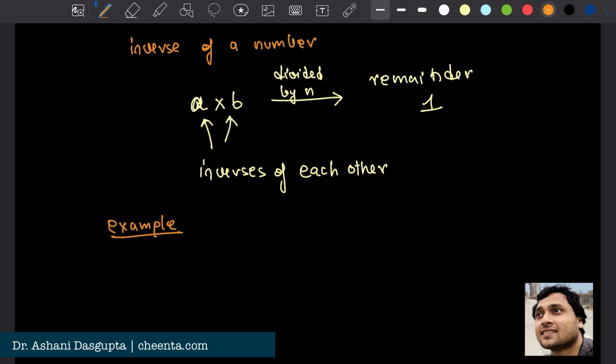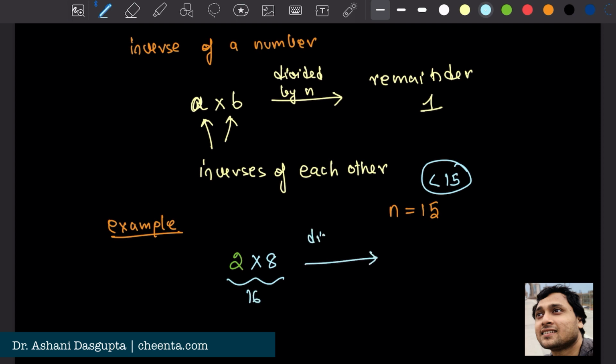Let's take the number n equal to 15. Then what is the inverse of the number 2? Well, the inverse of the number 2 is, one of them is 8. If we just look at numbers less than 15, and if we search for the inverses, then we readily notice that 8 is a number which works, because 2 times 8 is 16. And when you divide it by 15, remainder is 1.